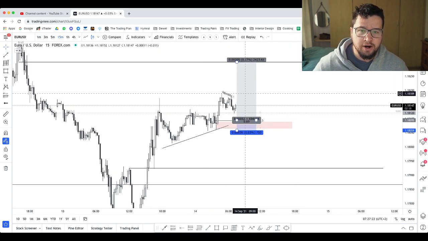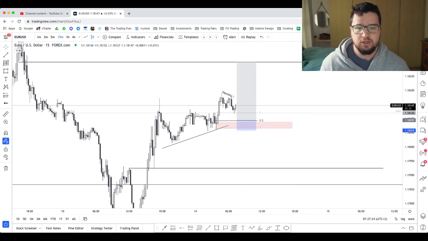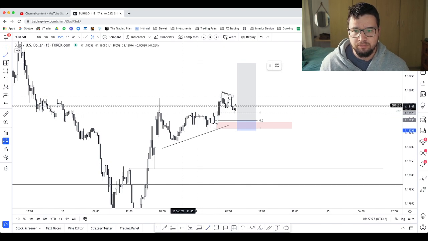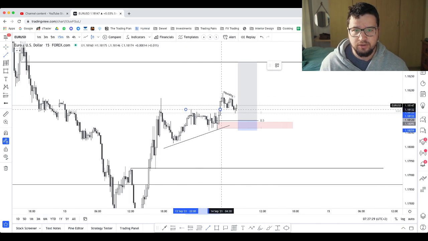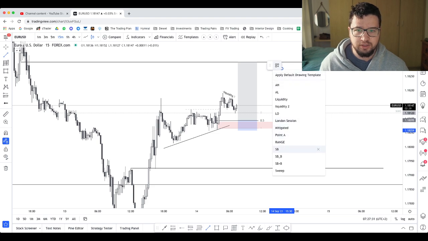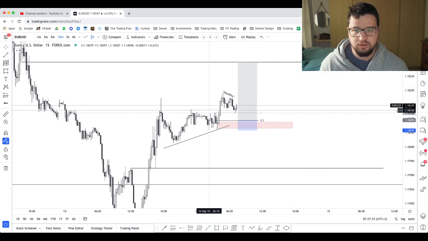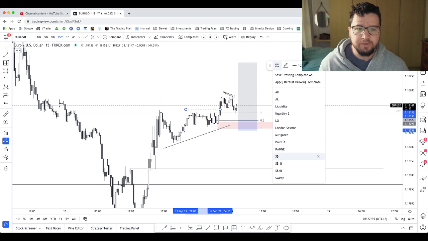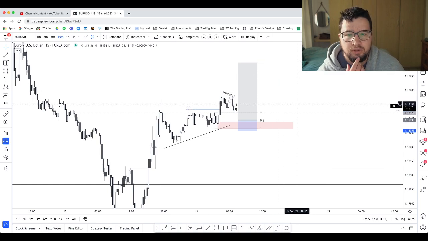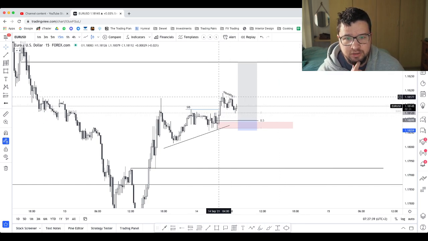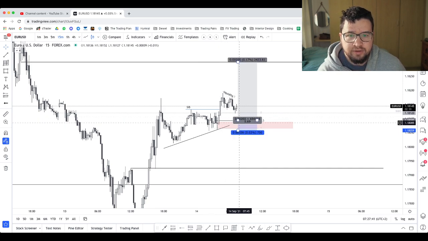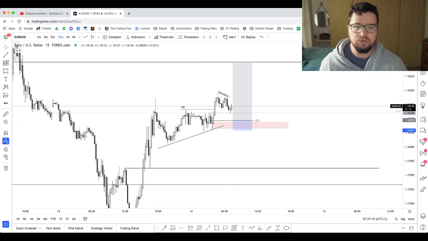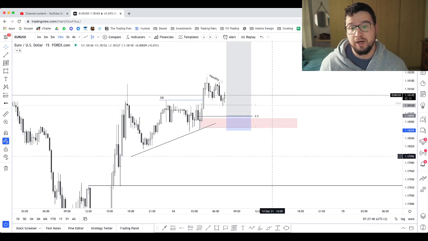But that is the scenario that I'm kind of looking for. Don't need to point it all out, but we have a structure break here as well. Let's get the right line selected. Structure break here selected as well. Very nice, impulsively. We have some imbalance left there. So that is a good area for me to buy in, sorry.